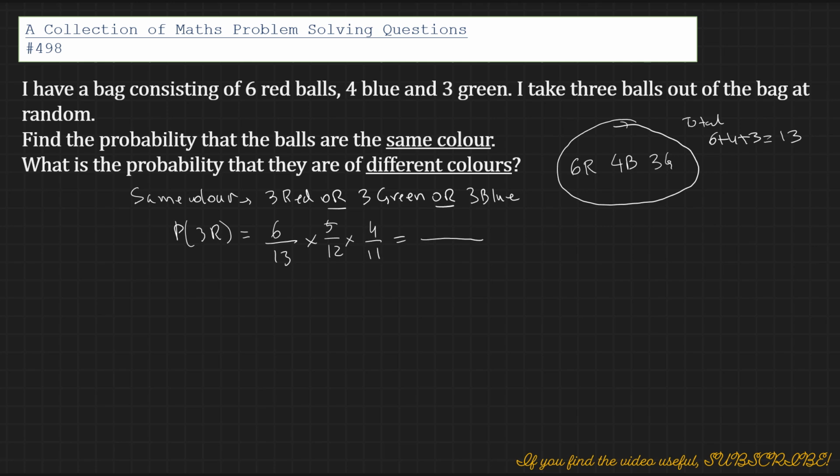That equals the denominator. If you do 13 times 12 times 11, you would get 1716, and multiplied by 6 times 5, 30 times 4 is 120. So the probability of 3 blue would be 4 out of 13 multiplied by 3 out of 12 multiplied by 2 out of 11, and that is again 1716. 4 times 3, 12 times 2, 24.